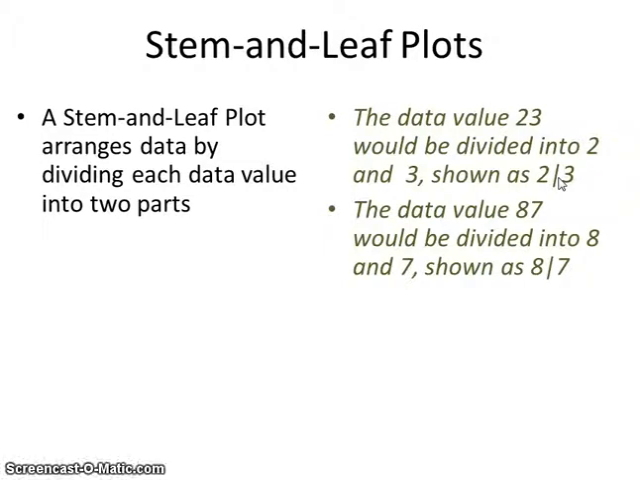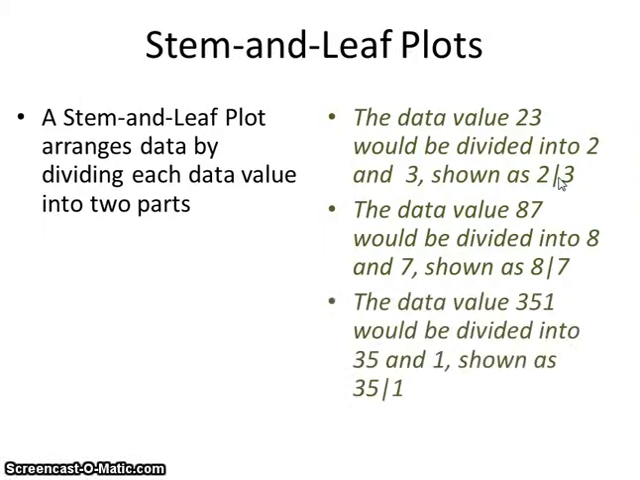But what would we do if we had 3 numbers? Where would we divide that? Well, the data value 351 would be divided into 35 and 1 as shown as 35 vertical bar 1. The furthest number on the right is always going to be on the right side of your vertical bar. All the other numbers will be on your left.